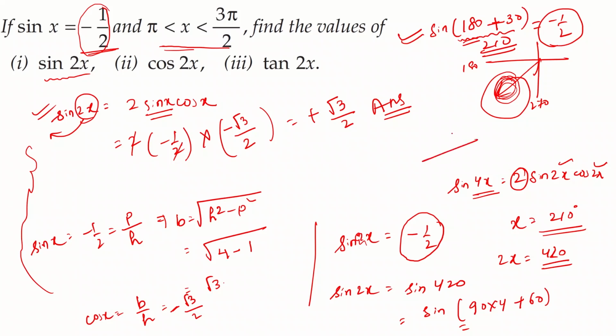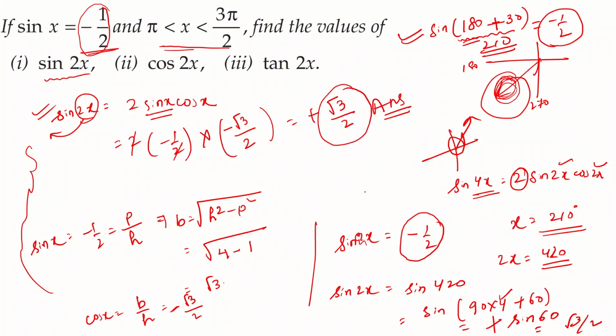Now 90 times 4 goes around 90 times 1, 90 times 2, 3, 4, and plus 60 goes in the first quadrant. So sine takes a positive value in the first quadrant. Now 90 times 4, 4 is an even number, so sine remains sine, and we get sine 60 degrees, that is root 3 by 2, which is exactly what we got.